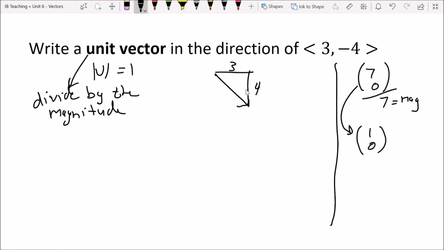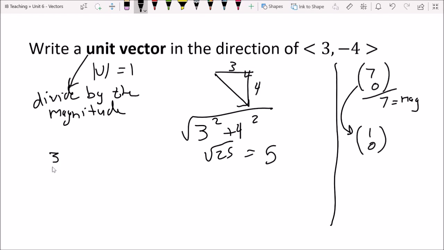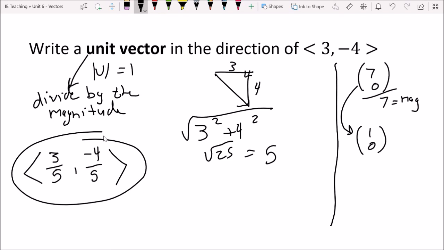Which means we'll need to find the magnitude. Square them, add them, root them. So 3 and 4. Square them, add them, root them. Some of you already know that's a 3, 4, 5 triangle. That's awesome if you do. If not, you're getting root 25, and you need to recognize the square root of 25 is 5. So then all we do is take the components of the vector, 3 and negative 4, and each of them gets divided by 5. This now is a unit vector, and that answers the question.